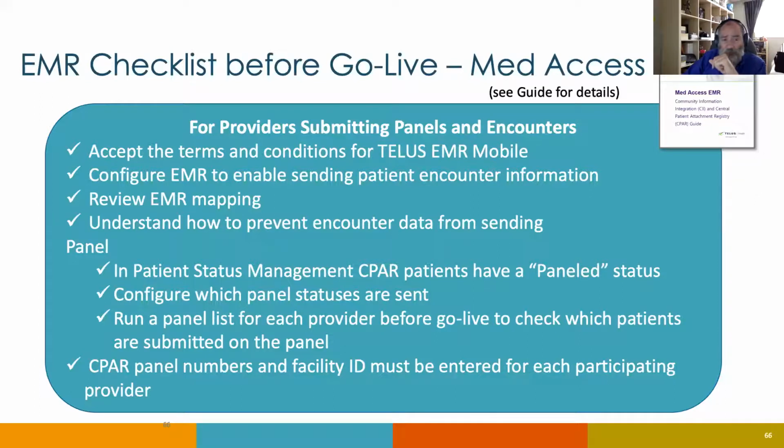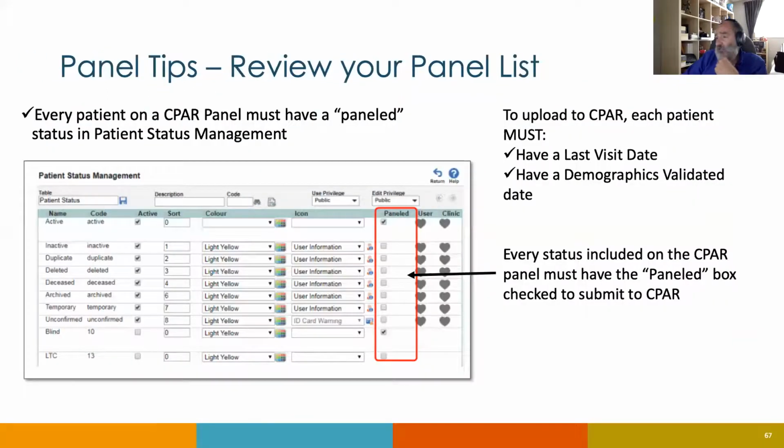For those that are sharing panels, there's a new configuration in the status management box, which I'll show you in a second, that allows you to configure statuses for CI Par. And you want to run a panelist for each provider before go live to check and make sure that the list looks the way that you expect it to. And finally, each physician gets a CPAR panel number. Those numbers must be entered in the provider card for each physician. And again, that's a fairly simple process.